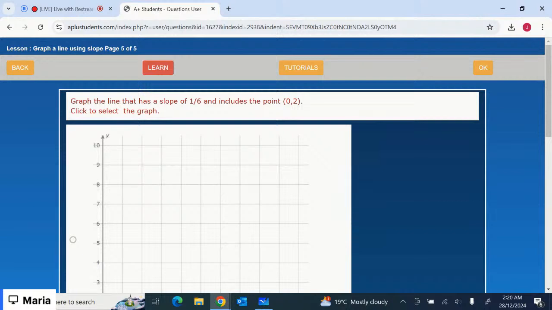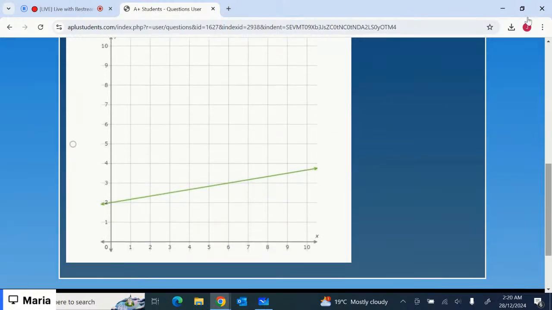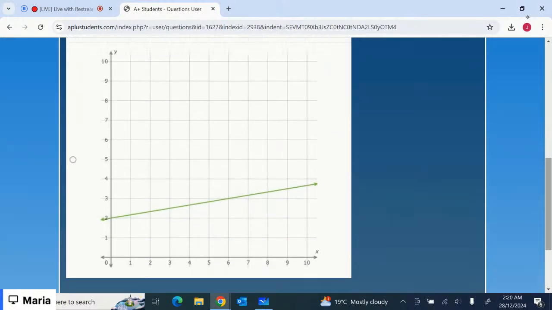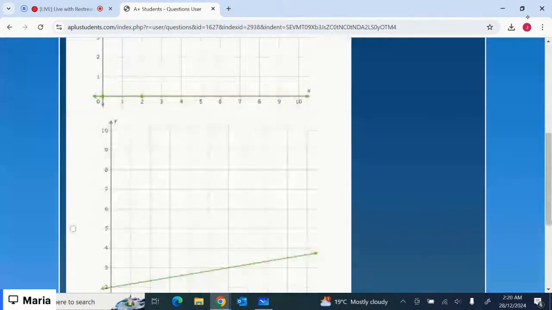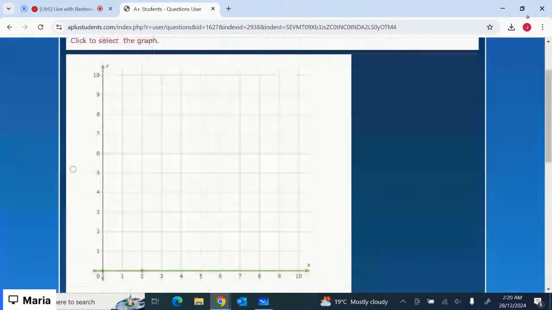Select the line that has the slope 1 by 6 and includes the point (0, 2). Here is the point (0, 2) and the slope is 1 over 6. So you need to move up 1 and right 6. So option number 2 is the correct option.